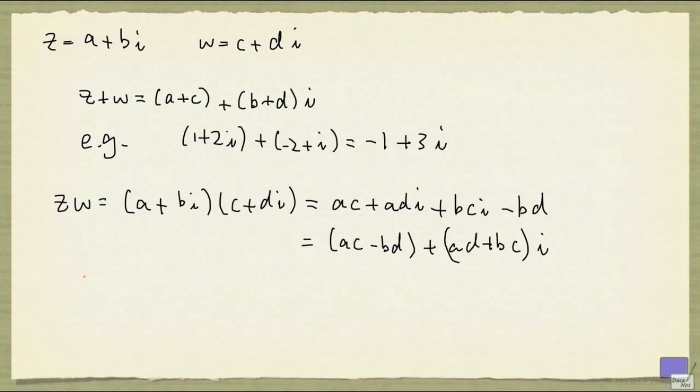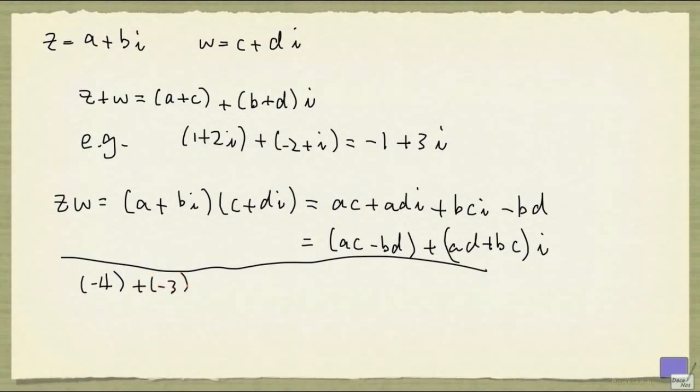Now there's a convention that we are going to adopt. If you look at this number minus 4 plus minus 3 times i, we can write it as minus 4 minus 3i. So in general, if you are given a complex number in this form, you can rewrite it as this here.